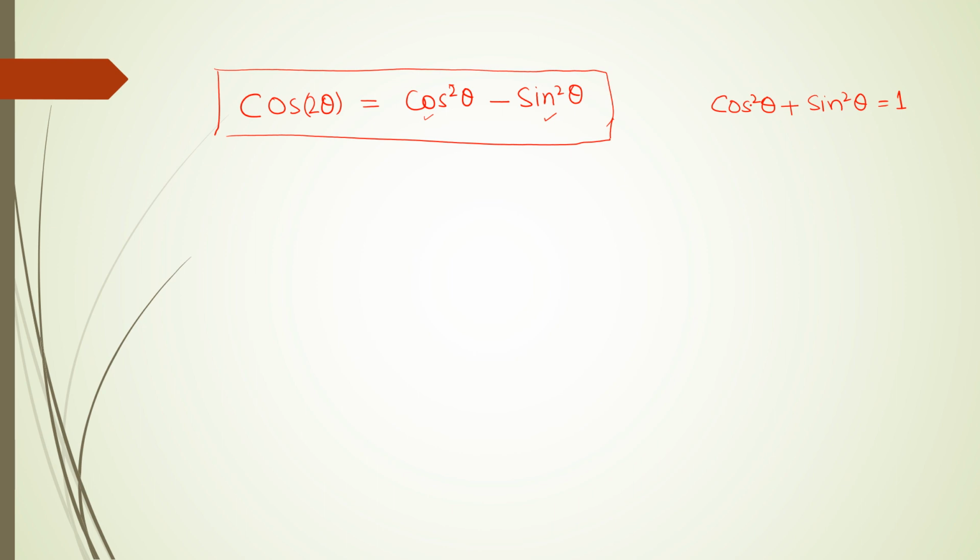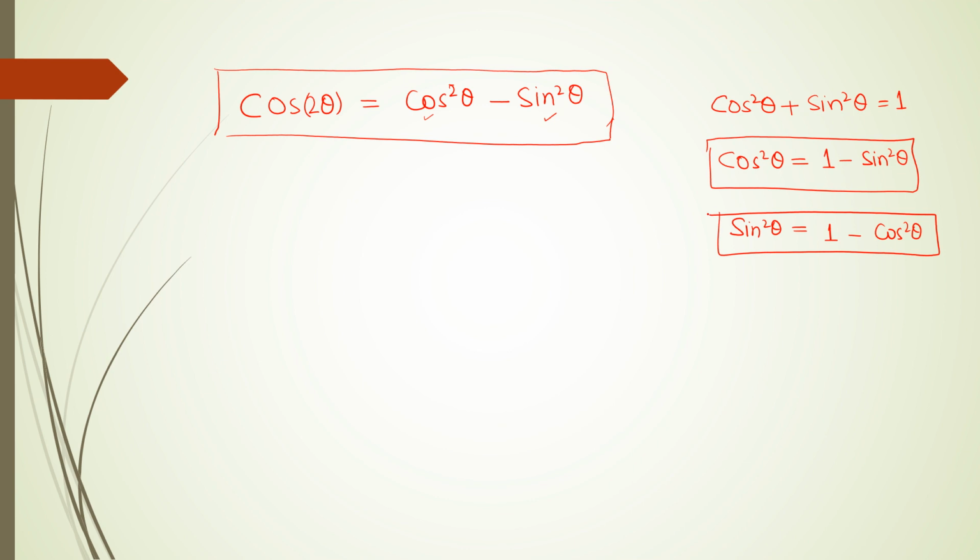You remember that cos square theta plus sin square theta equals 1. So if we want only cos square theta, then we can write cos square theta equals 1 minus sin square theta. This was the identity we have remembered, and it is the one identity. And the second one, what if we want it in terms of sin square theta? Then sin square theta would be equals to 1 minus cos square theta.